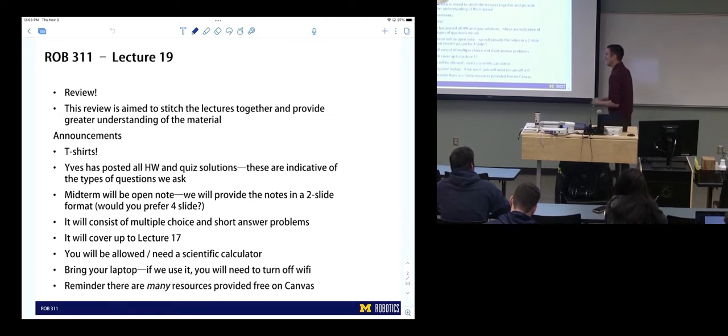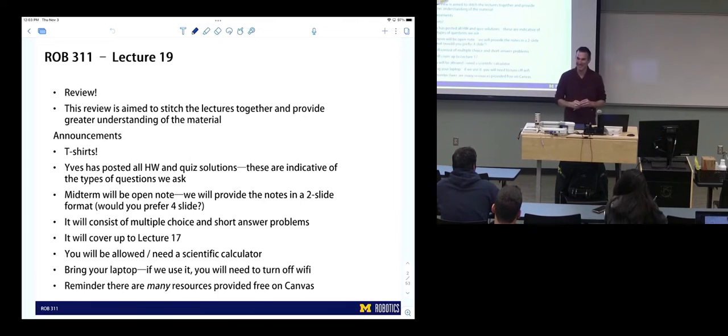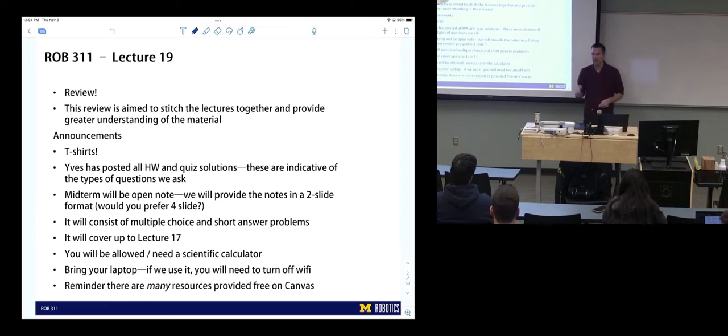Would you like it to be 2 slides per page or 4 slides per page? 4 slides are going to be much smaller. 2 slides are going to have a lot more pages. Do you have a preference? How small is small? It's kind of small. They're basically that big. 2. Okay, all right, I'll do 2. I'll probably do printed front and back and in color.